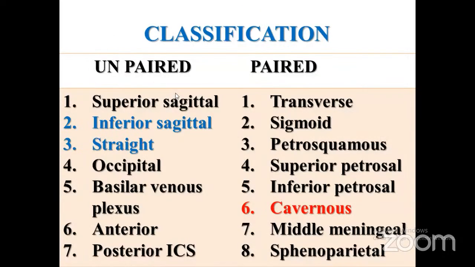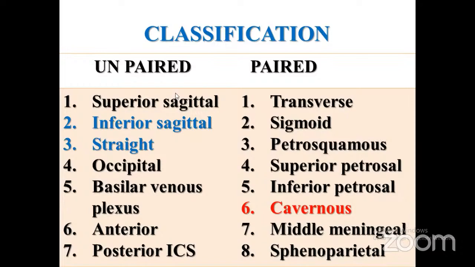And coming to the classification, how they are classified. Depending upon the number of the dural venous sinuses, they are classified into unpaired and paired. There are 7 unpaired dural venous sinuses which are in the mid-sagittal plane. They are in the median plane. If you observe, all unpaired sinuses are in the median plane, namely superior sagittal, inferior sagittal, straight sinus, occipital sinus, basilar venous plexus, anterior and posterior intercavernous sinus.